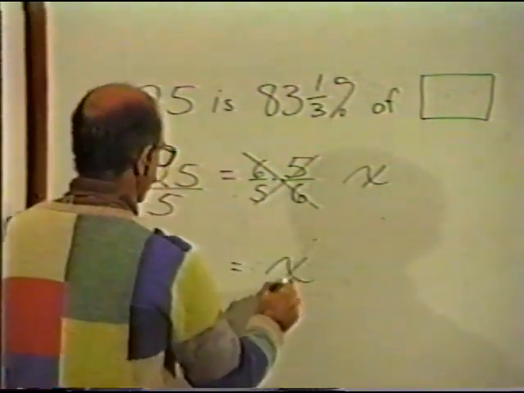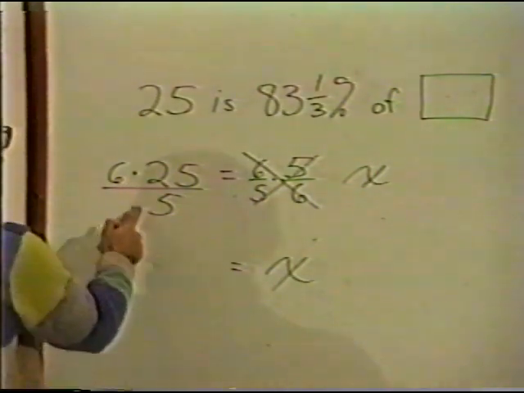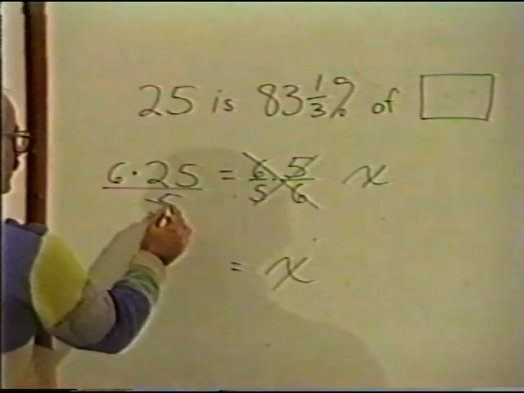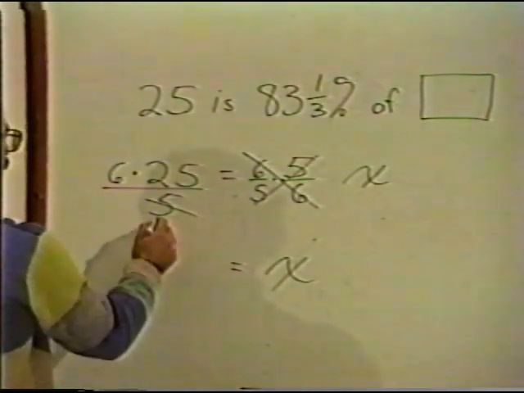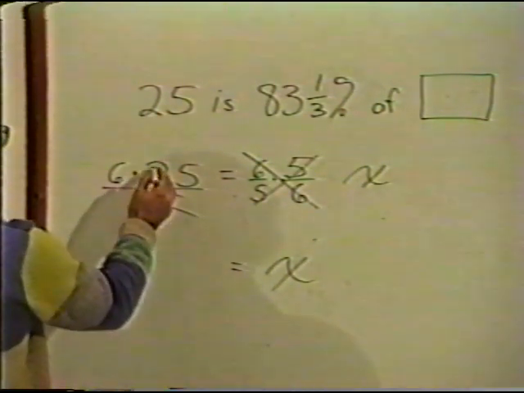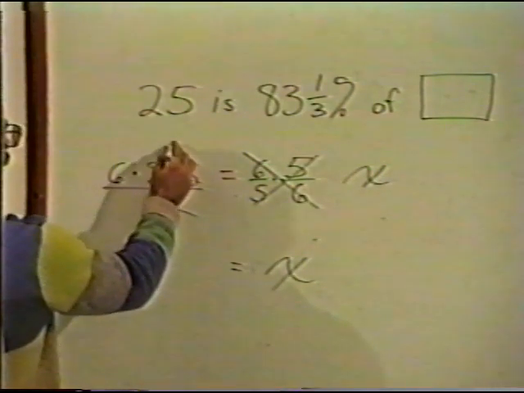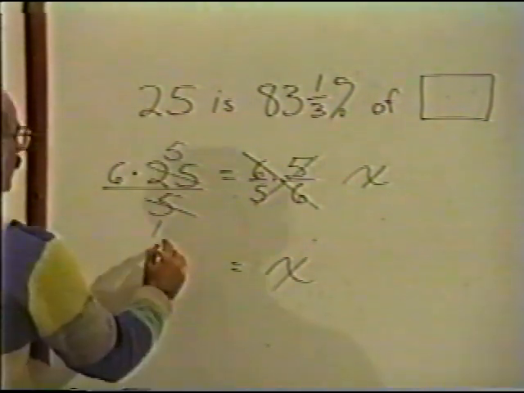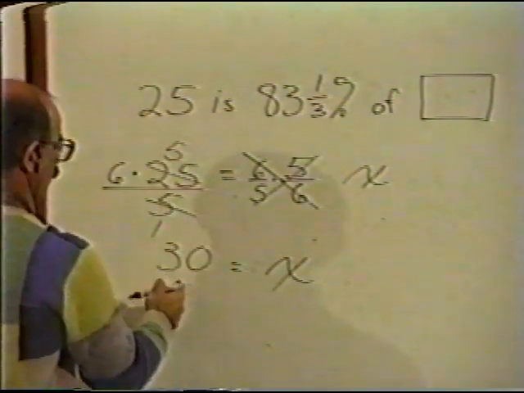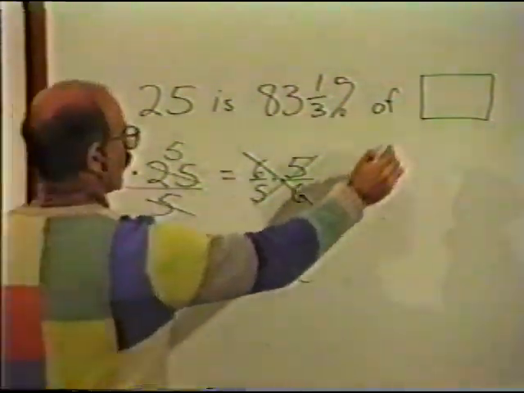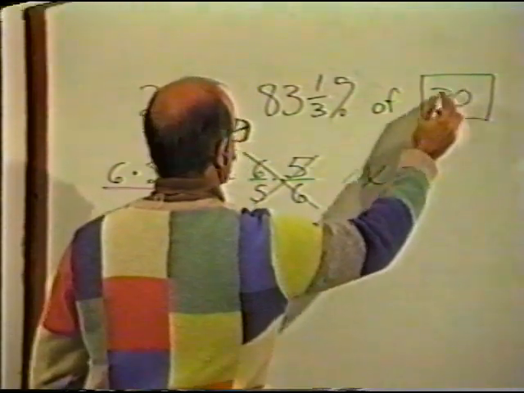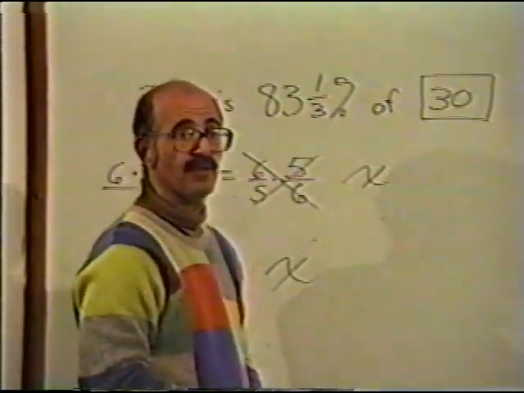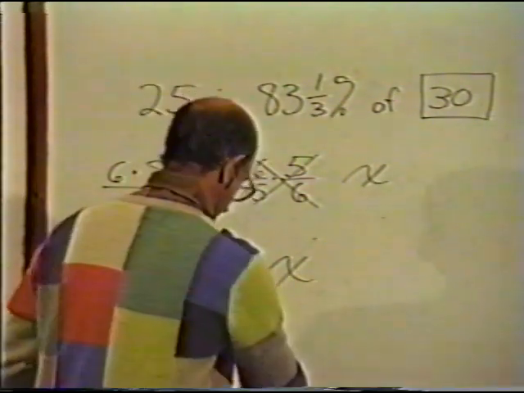X. Here we can cancel the 5 and the 25. 5 into 5 is 1. 5 into 25 is 5. And 6 times 5 is 30. 30 equals X. 25 is 83 1/3% of 30.